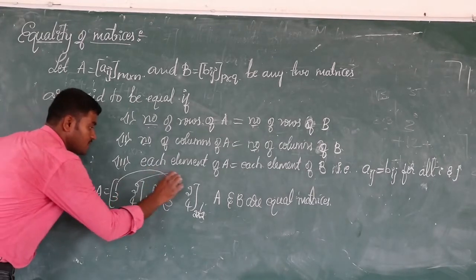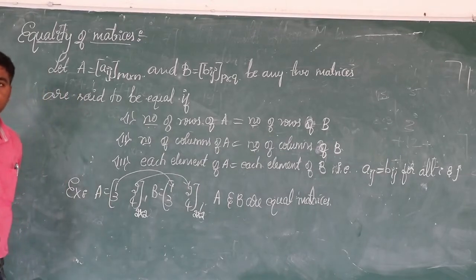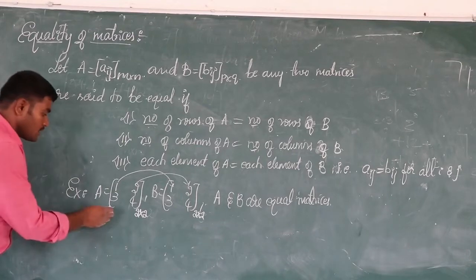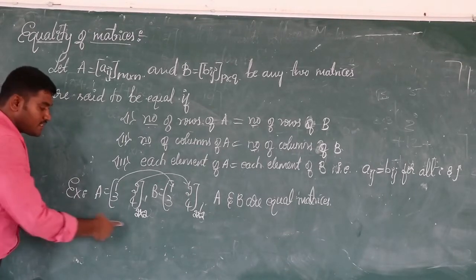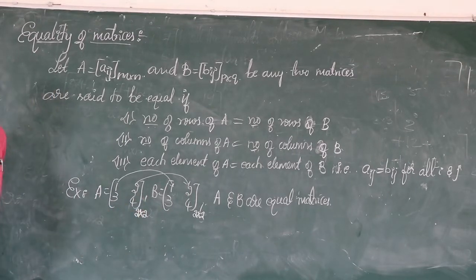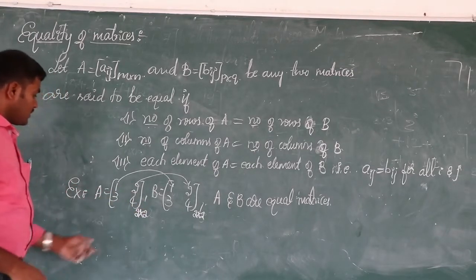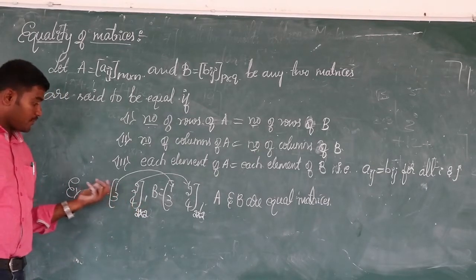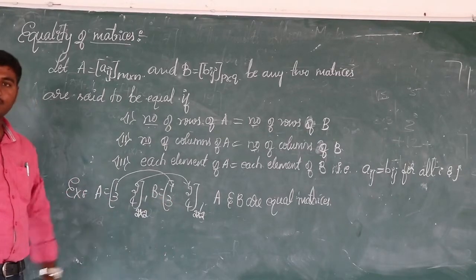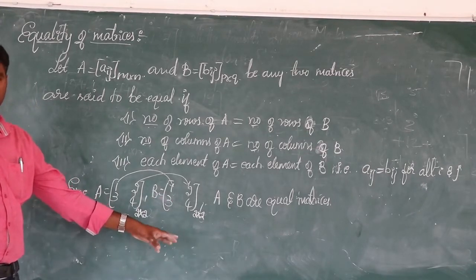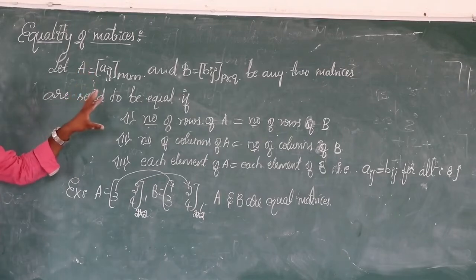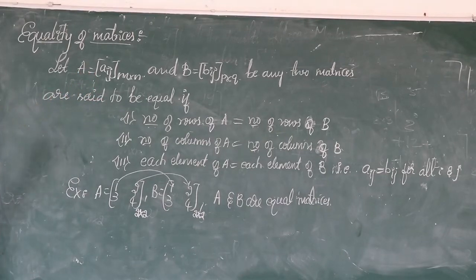See, like this. The first row, second element of matrix A is equal to the first row, second element of matrix B. Second row, first element of matrix A is equal to second row, first element of matrix B. Second row, second element of matrix A is equal to second row, second element of matrix B. This is all about equality of matrices. Equality of matrices means they must have the same order, and each element of A is equal to each element of matrix B.